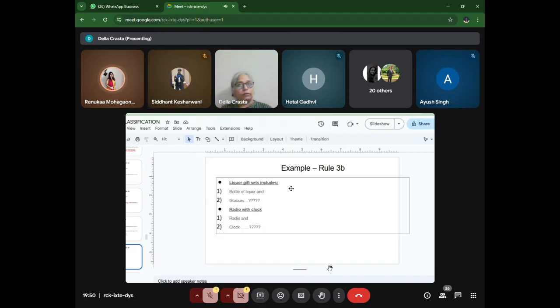Liquor. So you will have to classify this entire set as the HS code which is applicable for liquor.